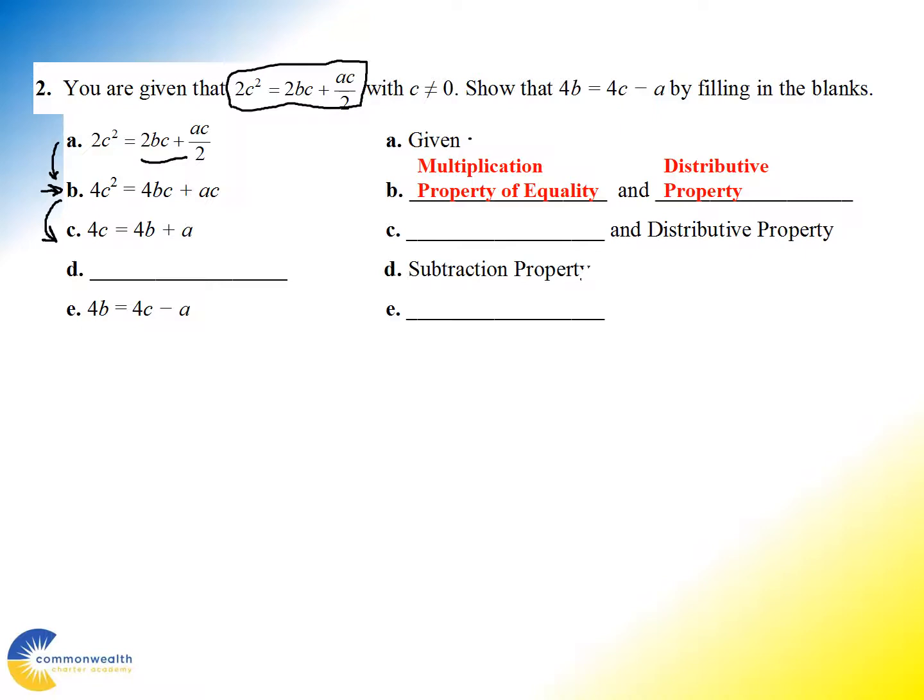So, since we see here that we did divide, I said division property of equality. If you want to say multiplication property, that's fine, but that would usually require more of an explanation. Say I multiplied by a reciprocal or something like that.